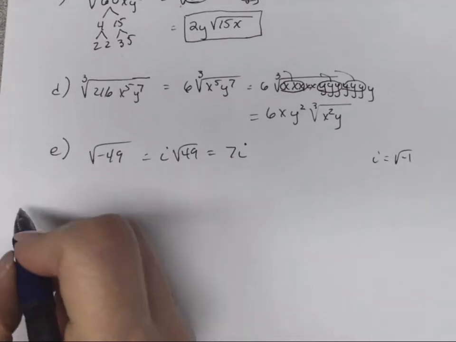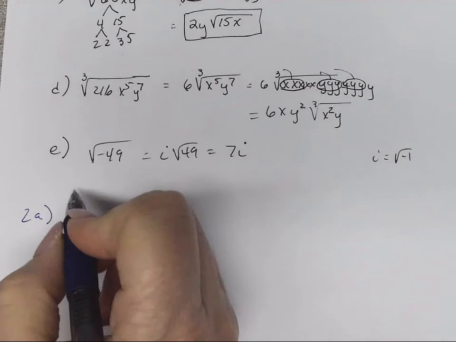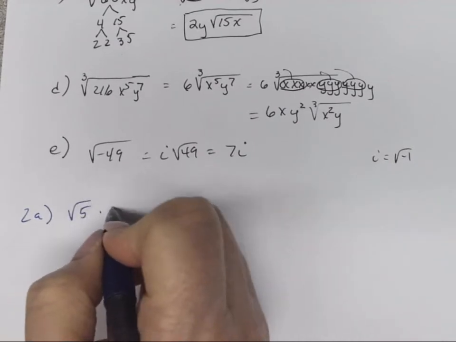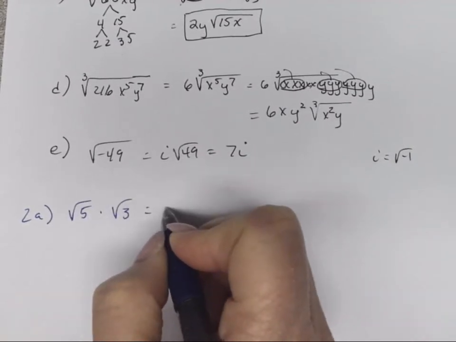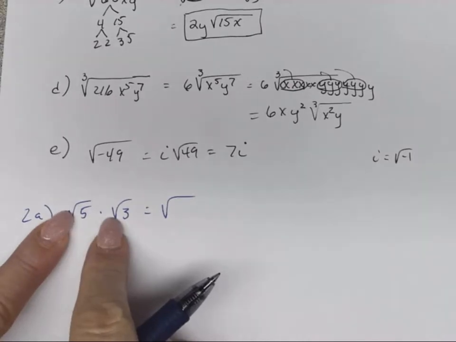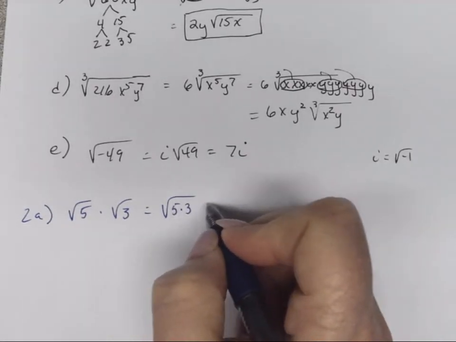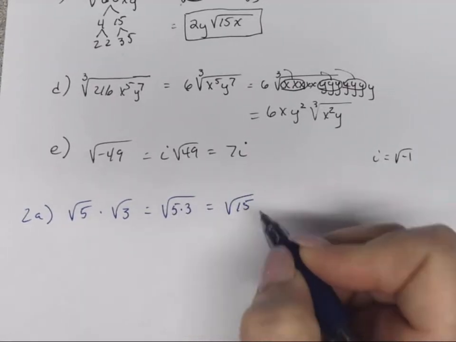All right, our next set of problems, we have the square root of 5 times the square root of 3. Well, because they're both square roots, we can put them underneath the radical and get the square root of 15.